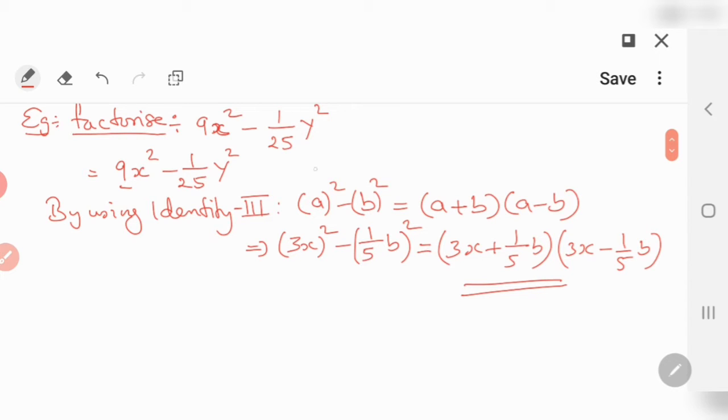So we have just used the identity to solve the example, factorize, correct? So this is your answer. I hope it is clear.